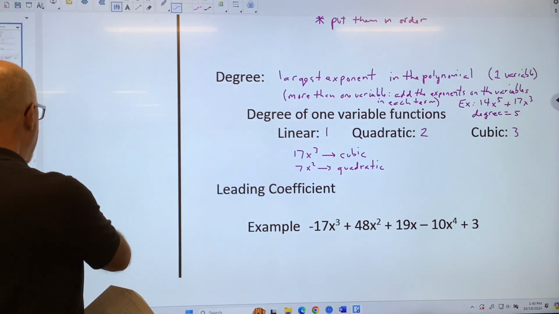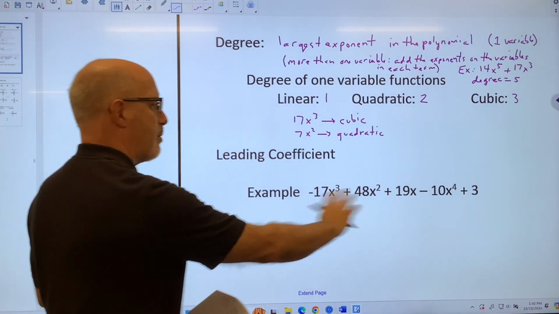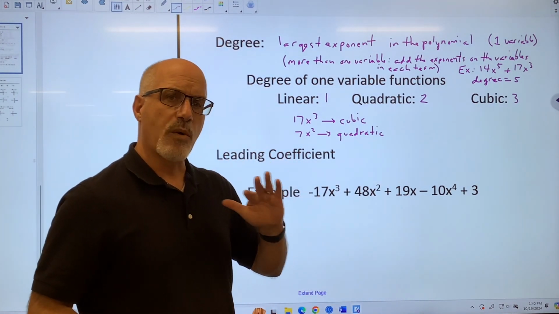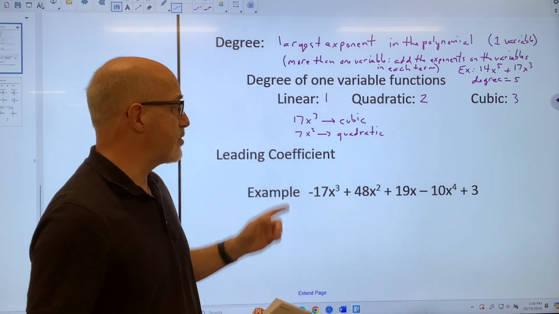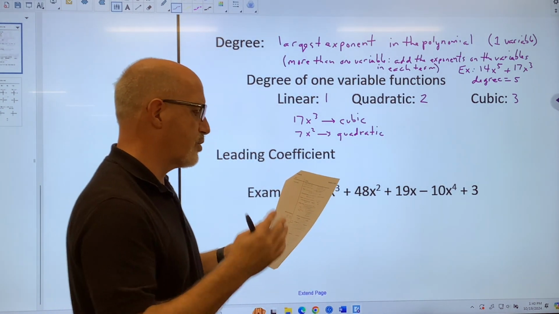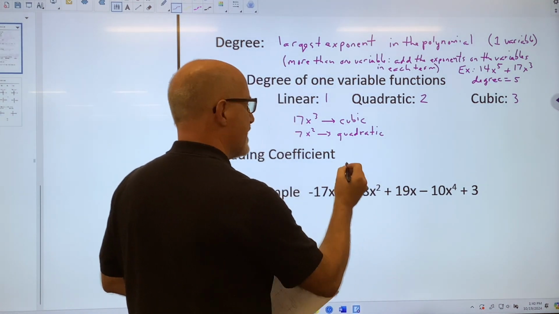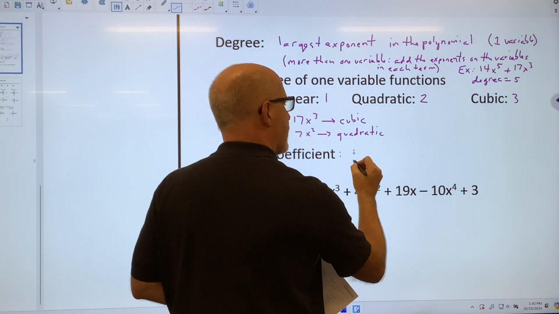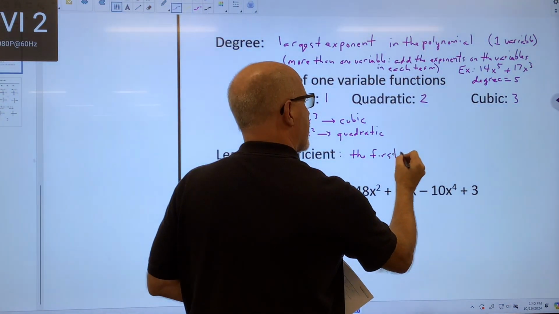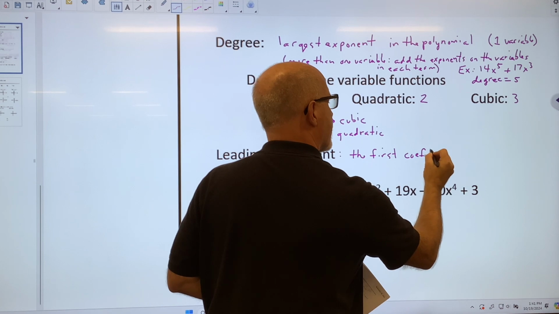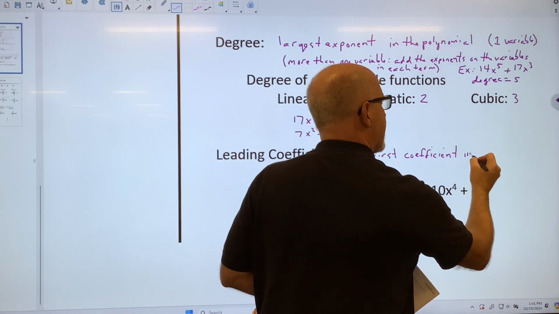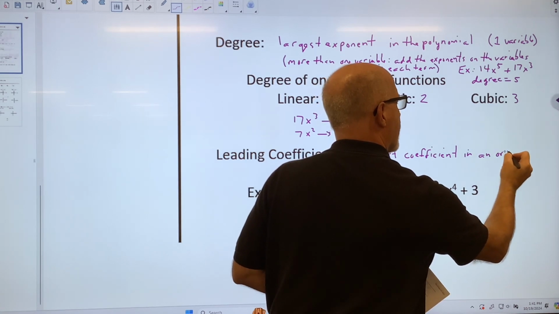Okay, so let's talk about now just looking at a polynomial. We want to define the leading coefficient. We're going to use that word coefficient a lot in this chapter. The leading coefficient is, when you line them all up as we're supposed to, so you've got to put them in order, the number in front of the polynomial: the first coefficient in an ordered polynomial.